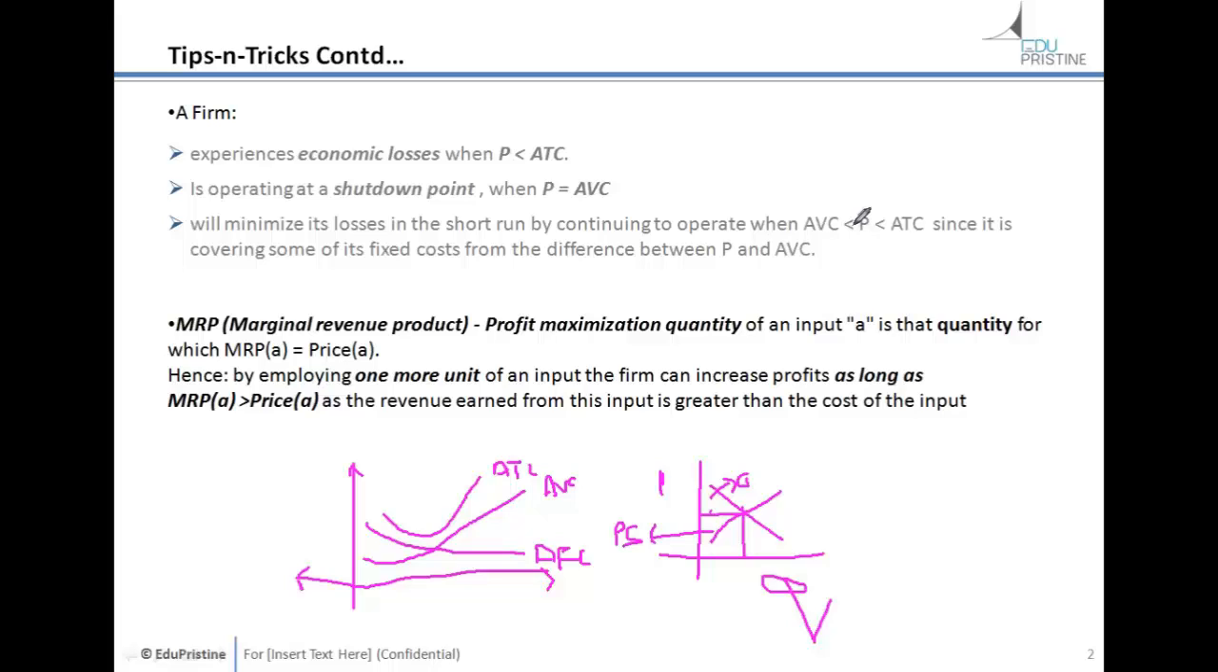Now the profit maximization quantity is where the marginal revenue product equals the price. So by employing one more unit of the input, the firm can increase profits as long as the marginal revenue product is greater than the price, which means that as long as I'm producing more units, the revenue earned from this input is going to be greater than the cost of the input.